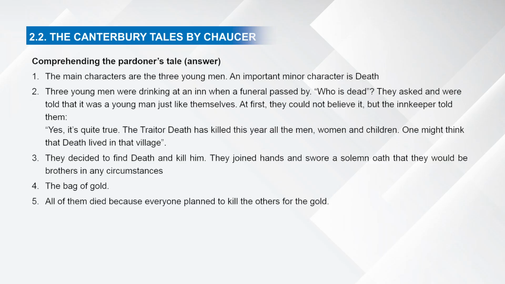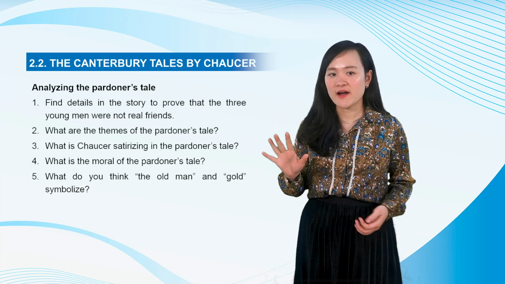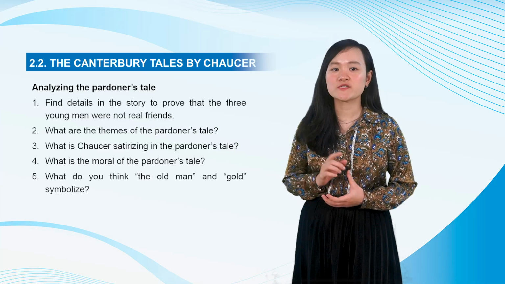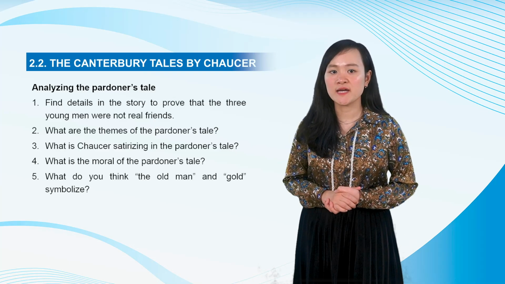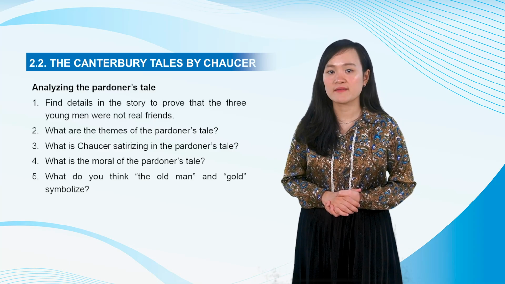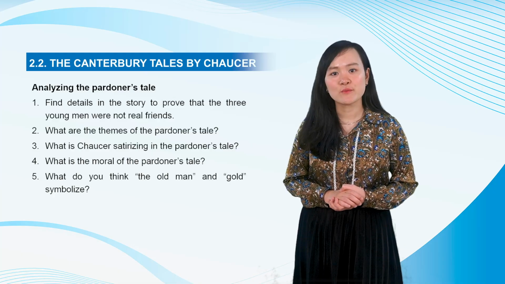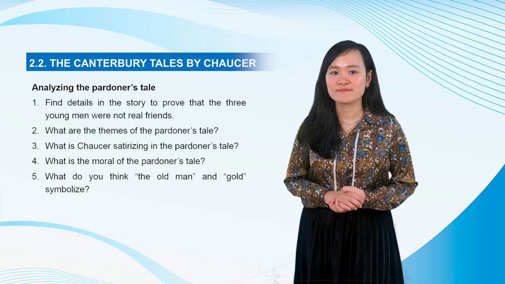Question number 4, the answer is the bag of gold. Number 5, the answer is all of them died because everyone planned to kill the others for the gold. There will be 5 more questions. The first question is, find details in the story to prove that the 3 young men were not real friends.